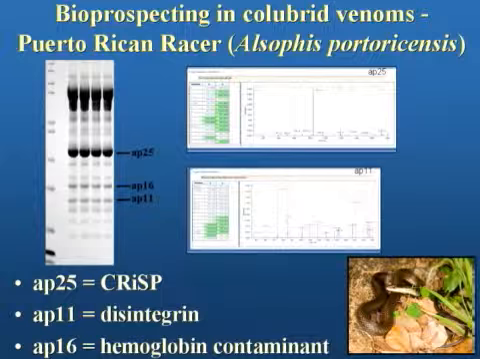We can actually cut out bands of interest here, chop them up with specific proteases, send them in for analysis, and get identification of what they are. And this one in particular, what we call AP11, is a type of molecule that interferes with how cells attach to one another and communicate with one another. And that turns out to have some very important implications for cancer metastasis, how cancer cells move around. Okay? We also identified that we had something, a blood contaminant up here. And so, again, this provides a turnaround analysis that's very, very rapid.